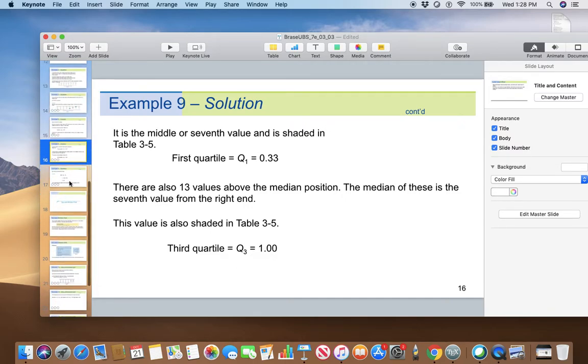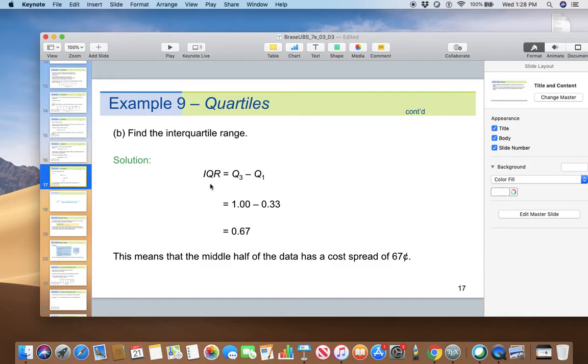Okay, so they have done the calculation. Interquartile range is Q3 minus Q1, 67 cents. This means that the middle half of the data has a cost spread of 67 cents. That's all, okay? So you are able to say with the interquartile range, the spread of the middle half.